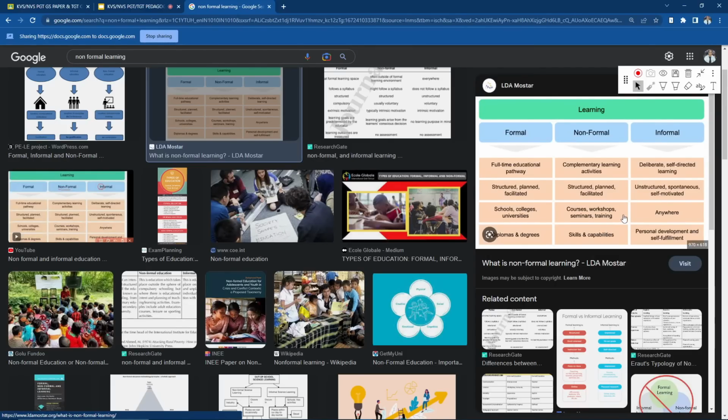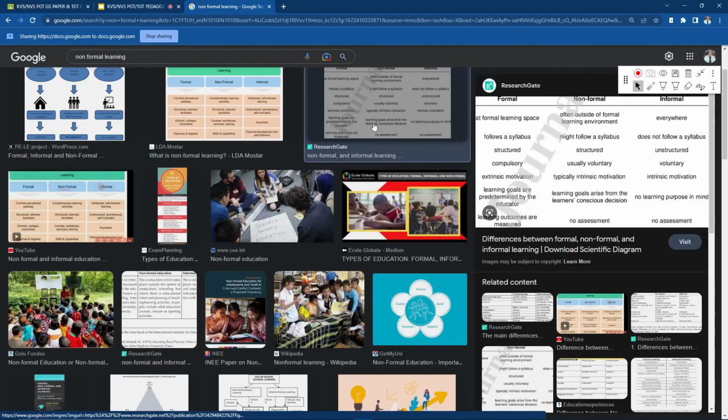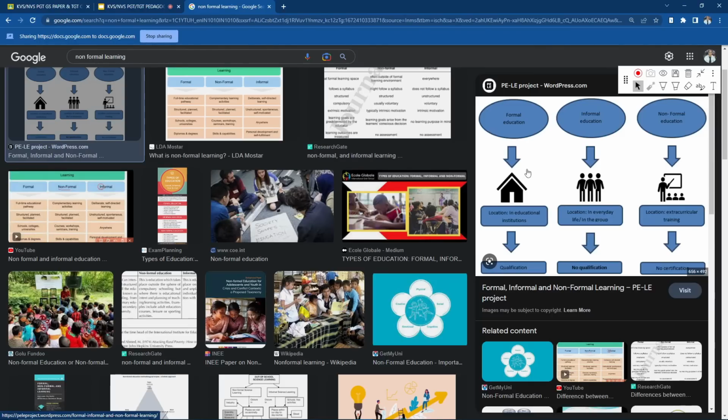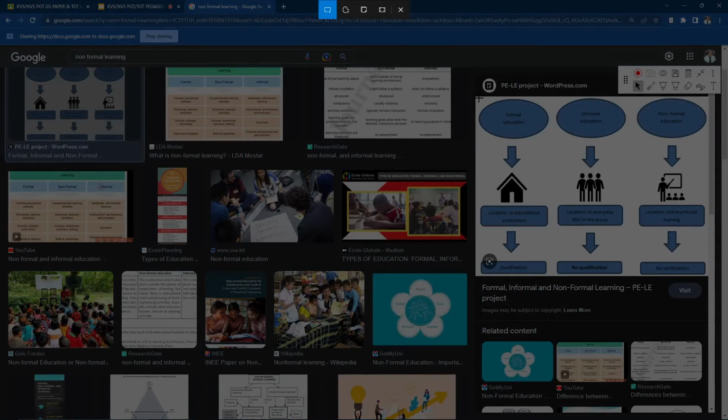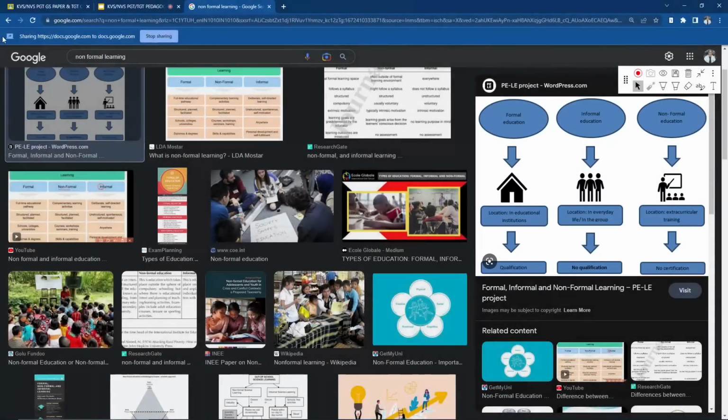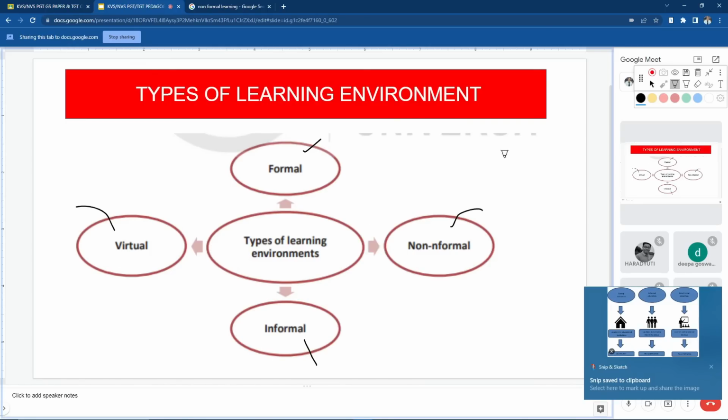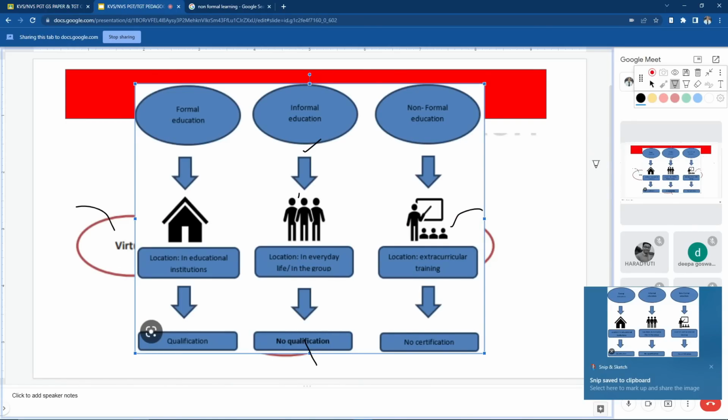So non-formal learning takes place through courses, attending courses, workshops, seminars and trainings. So this comes under formal, informal and non-formal, often outside a formal learning environment, but that is structured. That is part of the structure. Wait a minute, let me paste this. You can see on screen, correct?